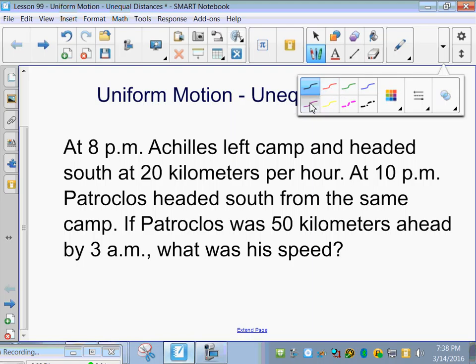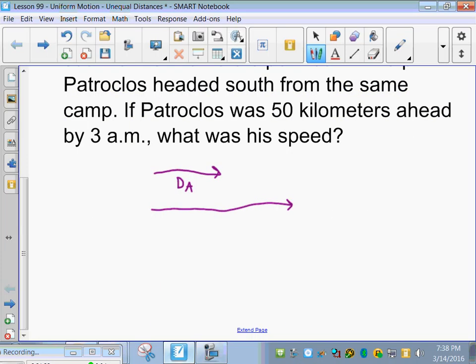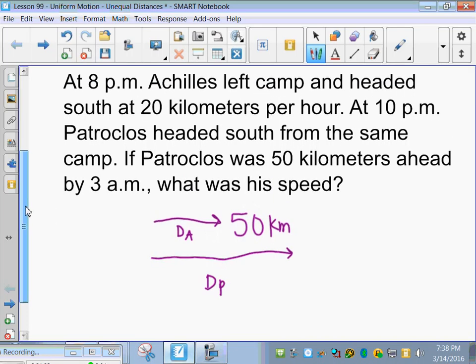So let's draw a picture. Achilles left at 8 p.m., so I have distance Achilles. And then we've got the Pat guy, his distance, and by the end of it, he was 50 kilometers ahead. So distance P has got to be 50 ahead. Whoever went less time, you guys, is who we have to actually add a distance to. So the distance of Pat was 50 kilometers more than the distance of Achilles.